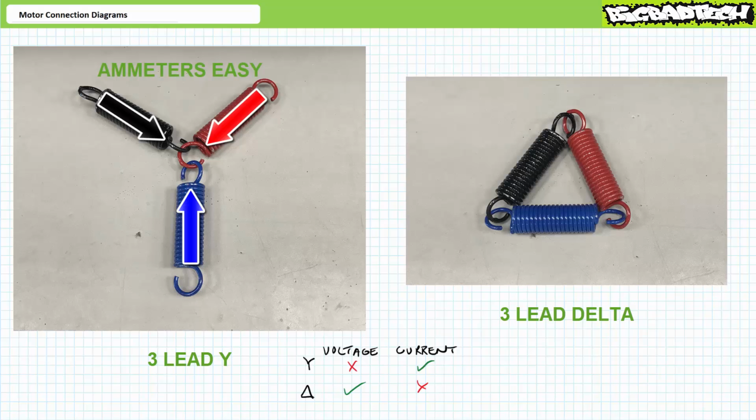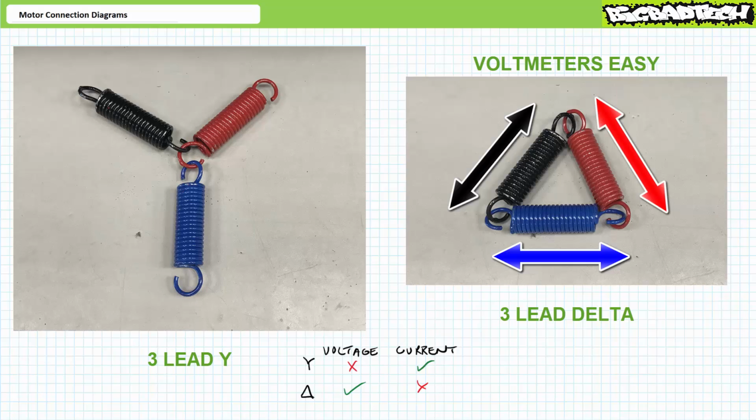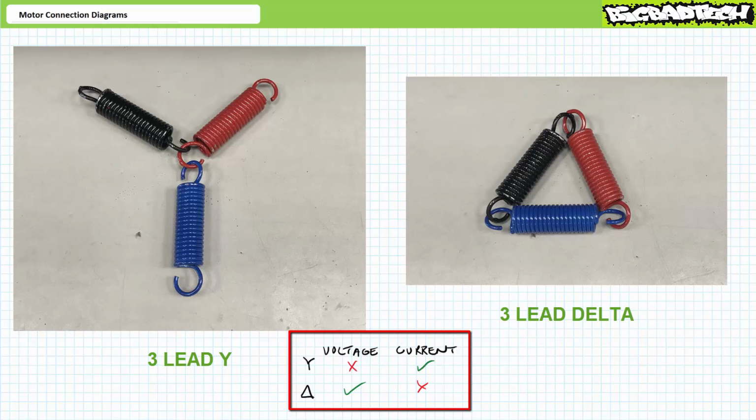Measuring current through an individual winding in a Y-configured motor is easy. An ammeter can always be inserted in series between the source and the external lead of the winding of interest. Similarly, measuring voltage across an individual winding in a delta-configured motor is easy. Voltage is a 2-point measurement. A voltmeter would be placed across the 2 external leads of the winding of interest. In summary, it's easy to measure current through a Y-configured winding, but hard to measure voltage across it. The opposite can be said about delta-configured motors. It's easy to measure voltage across a delta-configured winding, but hard to measure current through it.